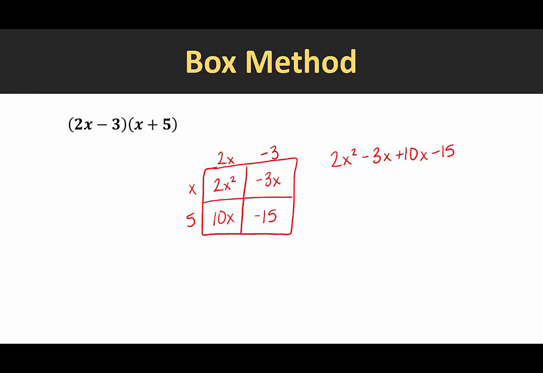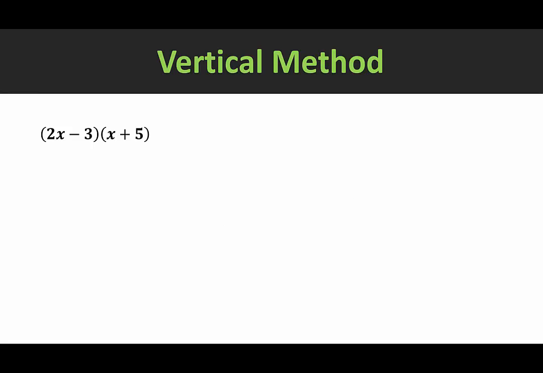And then the last step would be simplify. So the negative 3x and the 10x are my like terms. So I end up with 2x squared plus 7x minus 15. Same answer, different method. And then the final method is the vertical method.